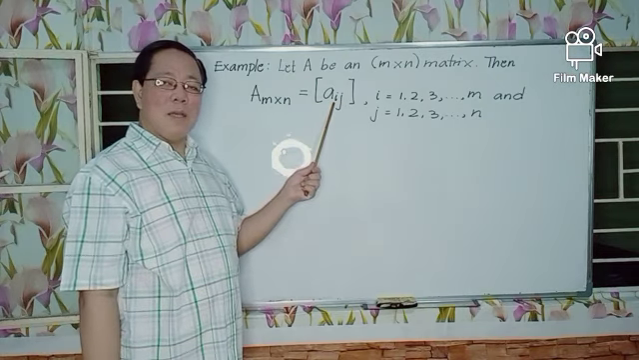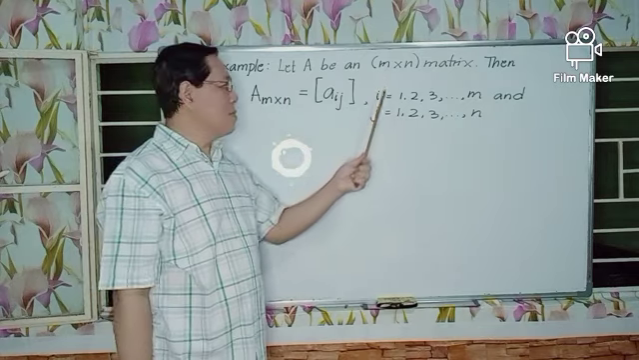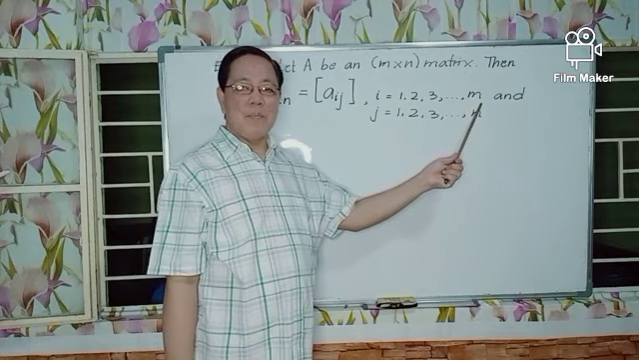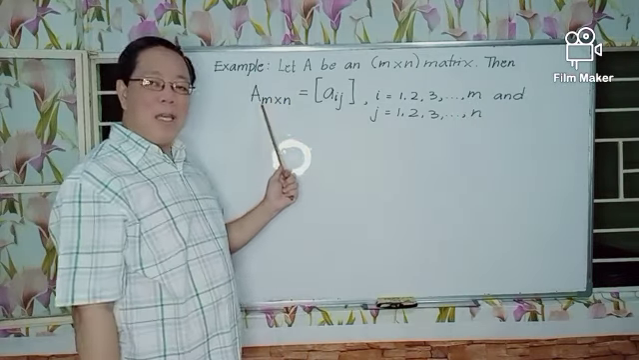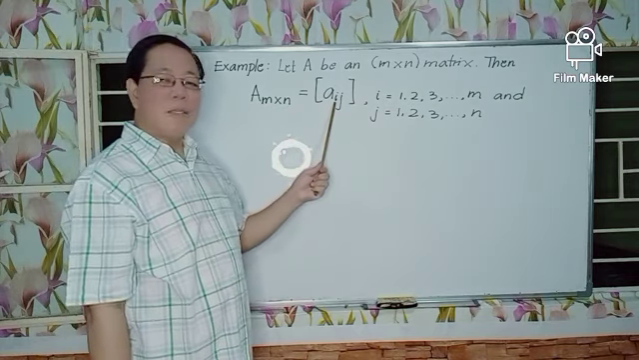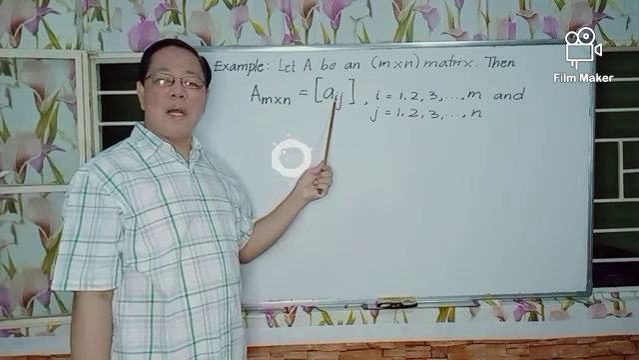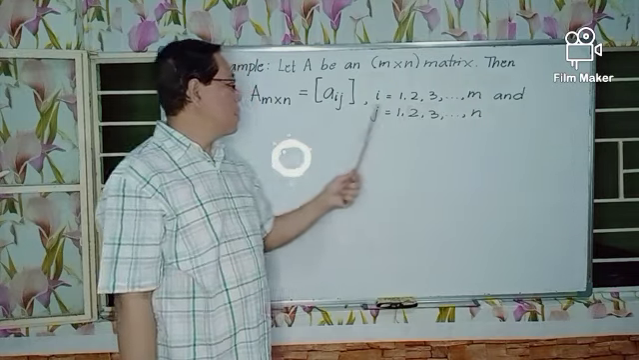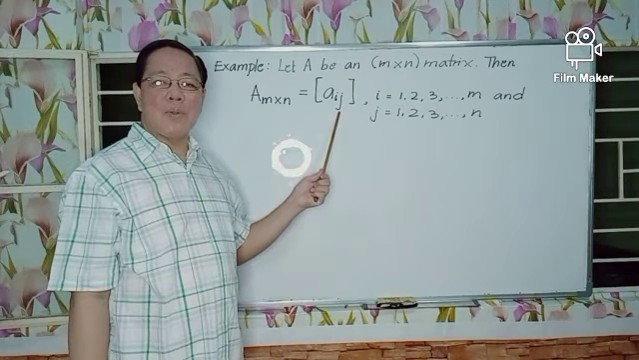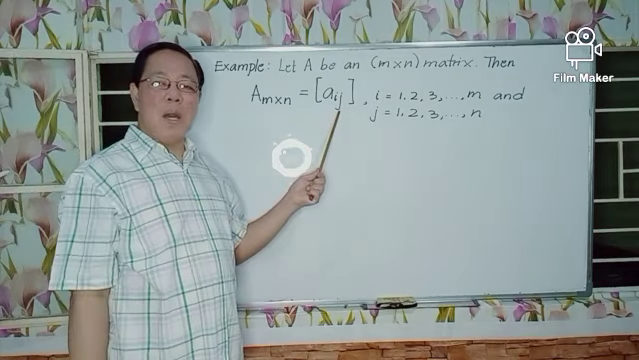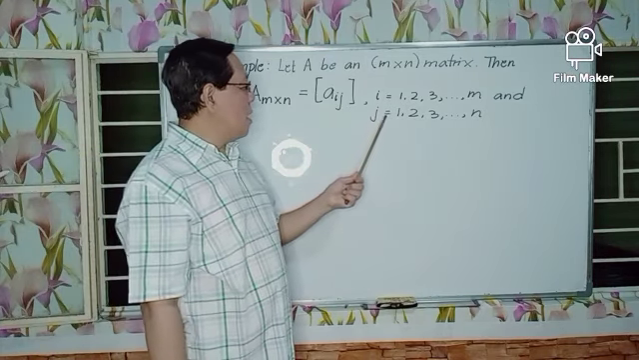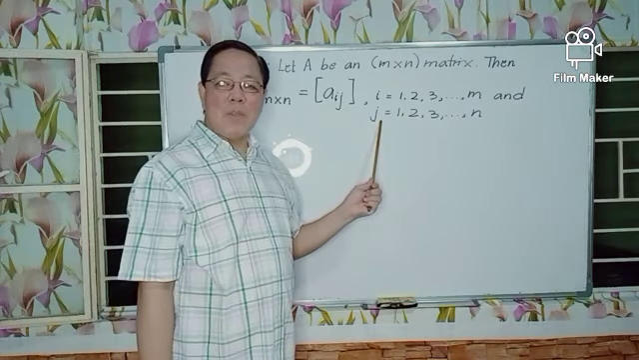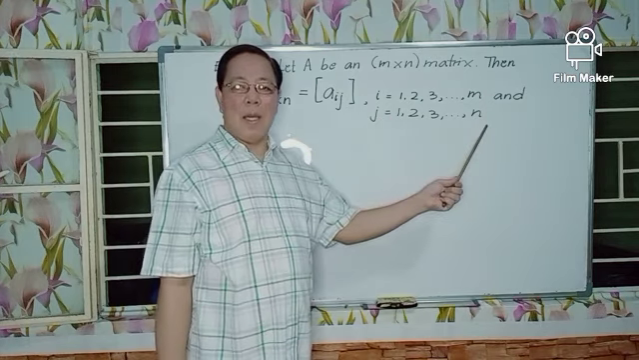And because matrix A has m rows, the values of i go from 1, 2, 3 up to m, which means that A has m rows. So the value of i, the row number of the entry, can be 1, 2, 3, or up to m. The second subscript j refers to the column number of the entry. And because matrix A has n columns, the value of j goes from 1 to n.